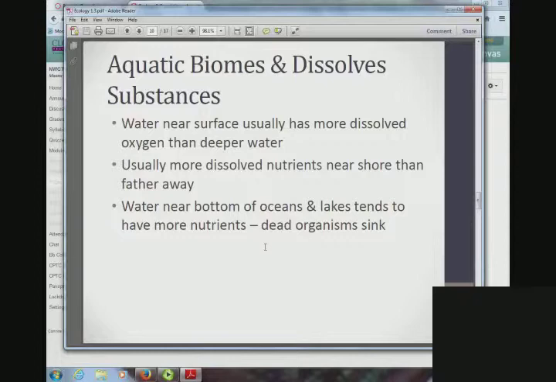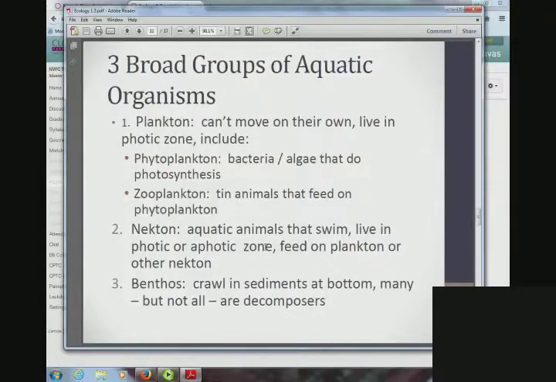So when we look at aquatic biomes in the amount of dissolved substances, water near the surface will usually have more dissolved oxygen than deeper water does. There's usually more dissolved nutrients near the shore than there are farther away. And the water near the bottom of oceans and lakes will tend to have more nutrients because the dead organisms will tend to sink. We have three broad groups of aquatic organisms.